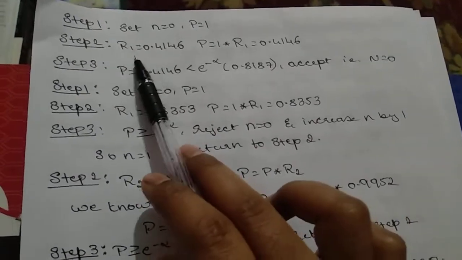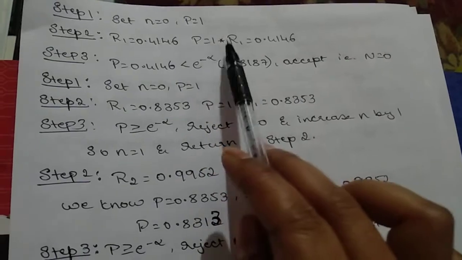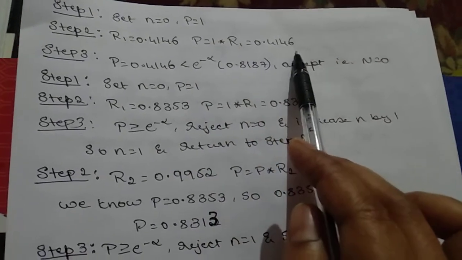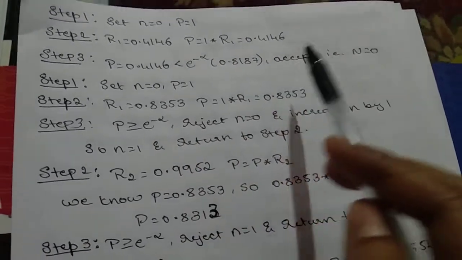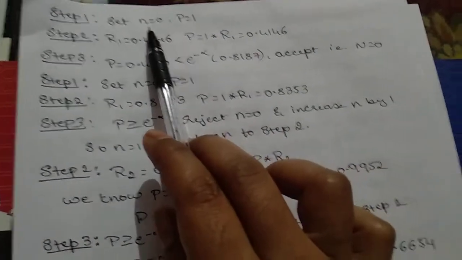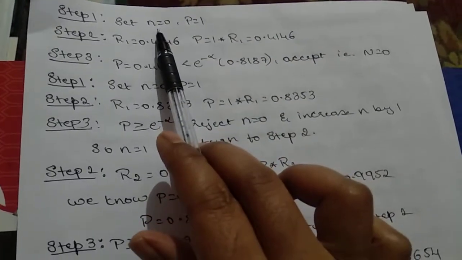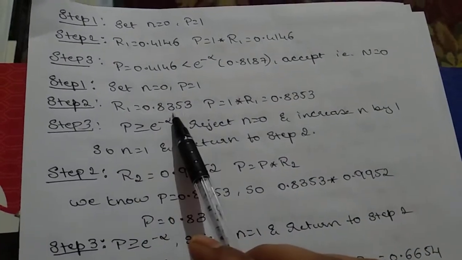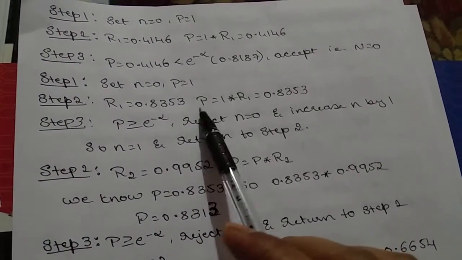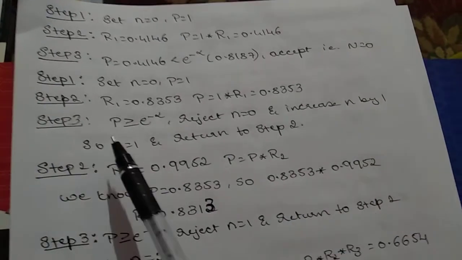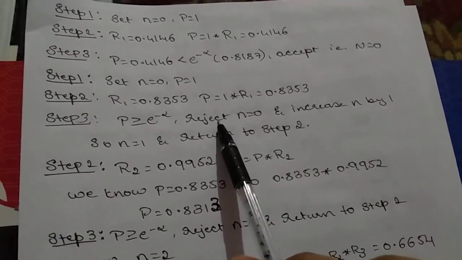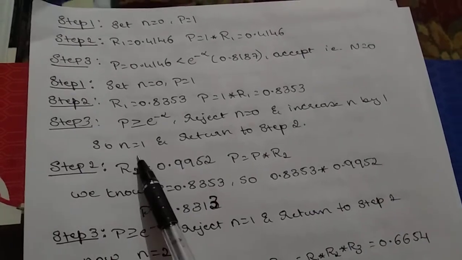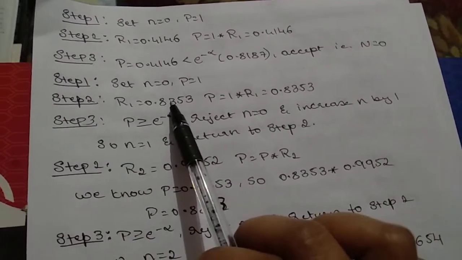R1 is equal to, until it is rejected, you have to take it as R1 only. R1 is equal to 0.4146. P is equal to 1 into R1, which is 0.4146 again. If you check, 0.4146 is less than 0.8187, again you accept and set N is equal to 0, because here small n is equal to 0. Only if it is rejected will the value of n be incremented. And then the third random number 0.8353, then again calculate the Poisson variate P, that is 0.8353. P is greater than or equal to e power minus alpha, here 0.8353 is equal to 0.8353. So you have to reject and increase n by 1. Now the n value will become 1 and go back to step 2.